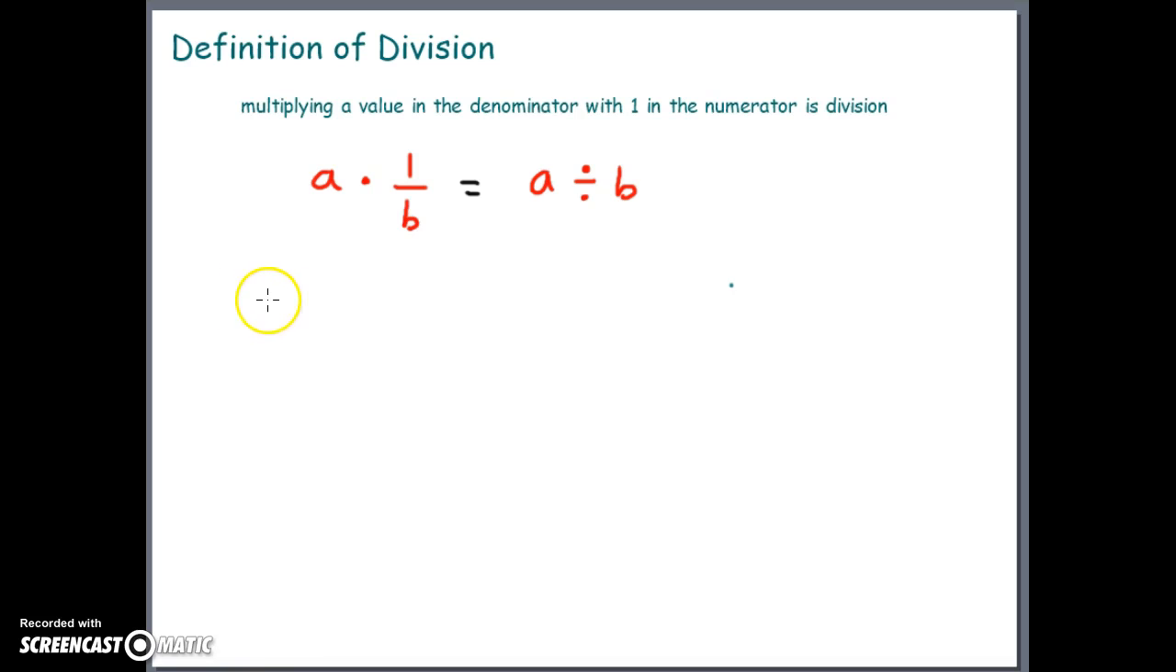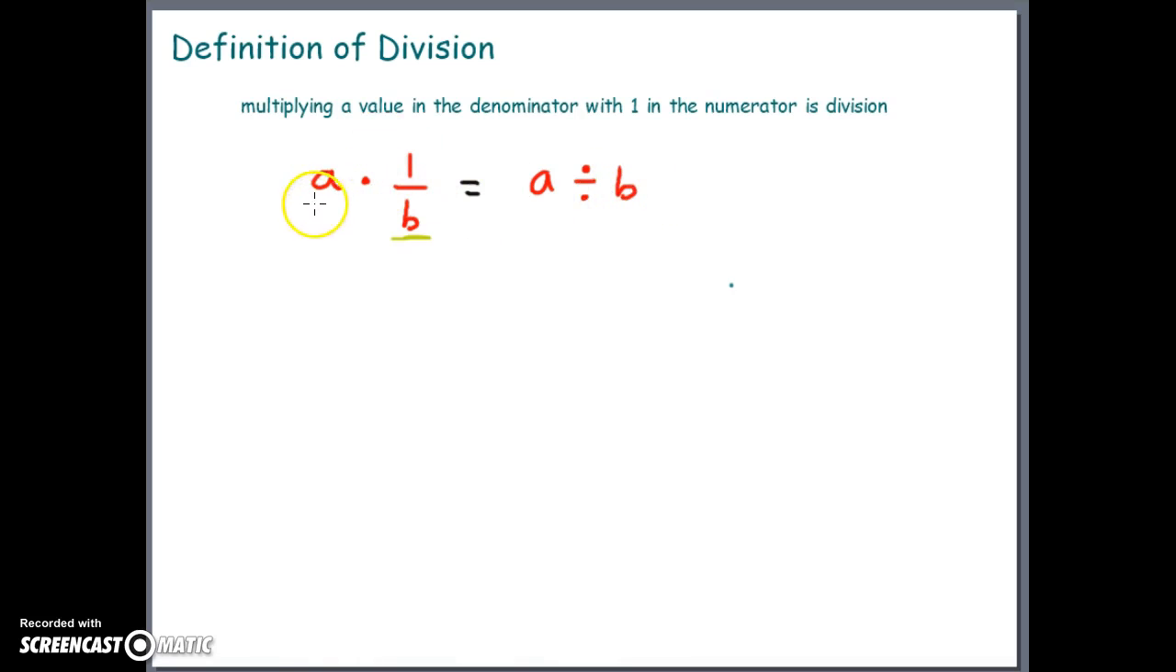The last identity today is just the definition of division. So in math, really, you only have addition and multiplication, but we've come up with subtraction and division as shortcuts. Subtraction is adding the opposite, and for division, it's multiplying by a value in the denominator with 1 in the numerator. So you can see here a times 1 over b. You can see b is in the denominator, and we've got 1 in the numerator. This multiplication can be rewritten as just division, a divided by b.